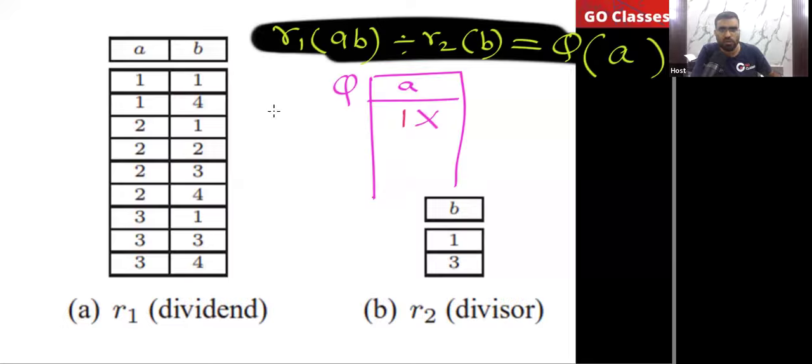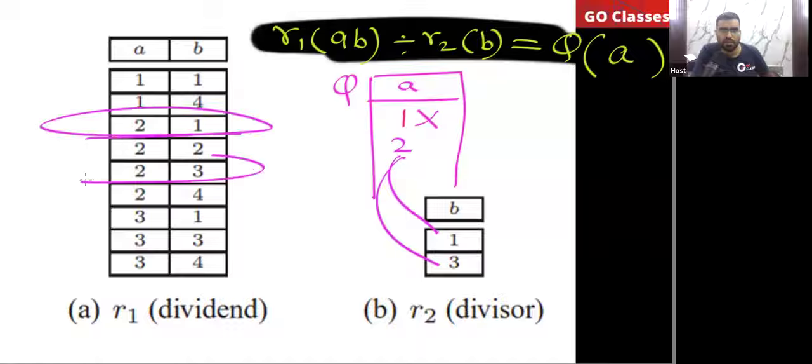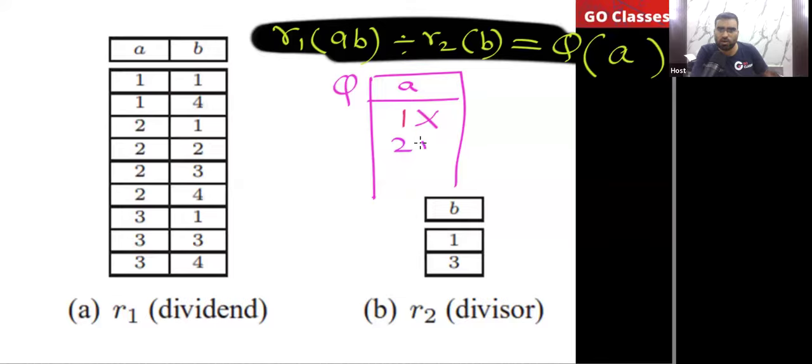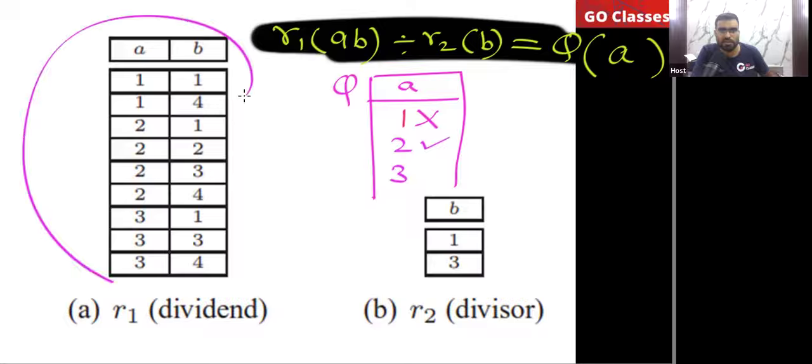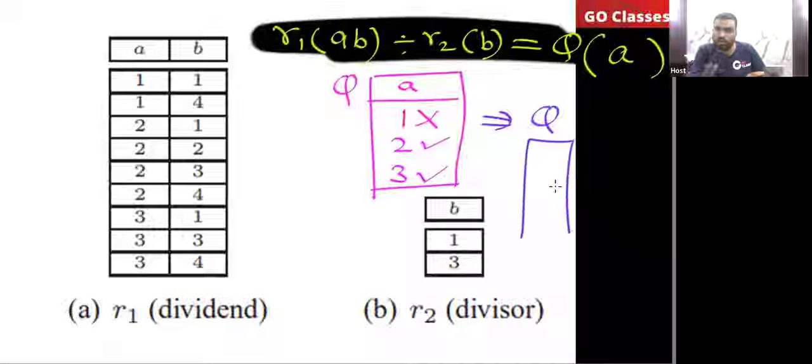Next, what about 2? Is it matching with everyone in R? Do we have 2,1 and 2,3 in R? We have 2,1, we have 2,3. Yes. So 2 will come in the output. What about 3? Do we have 3,1 and 3,3 in R? We have 3,1, we have 3,3. Yes. So 3 will also come in the output. So finally, remember, your output will have only two values.